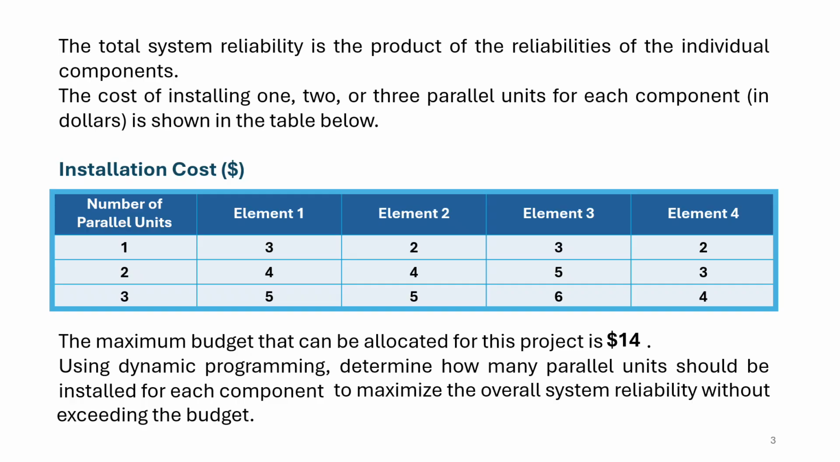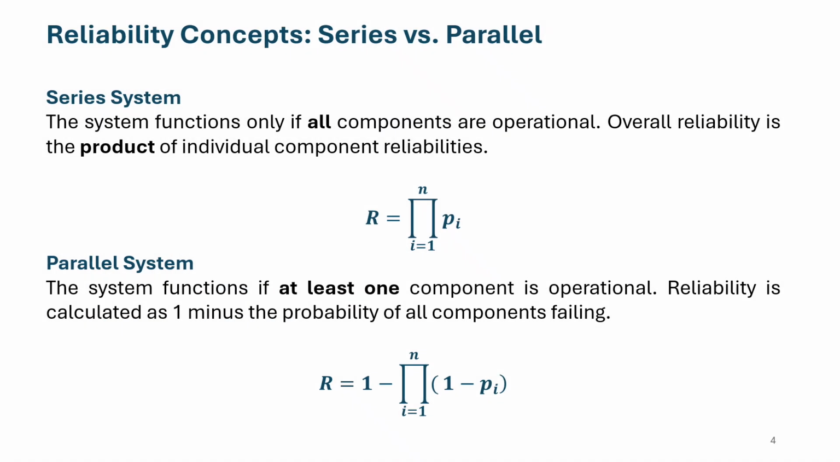Our objective is to determine the optimal number of parallel units to install for each component using dynamic programming. This approach will ensure we maximize the overall system reliability without exceeding the specified budget. Before we proceed to the solution, let us clarify the fundamental concepts of system reliability for series and parallel configurations.